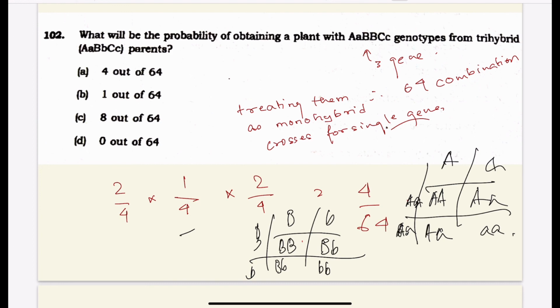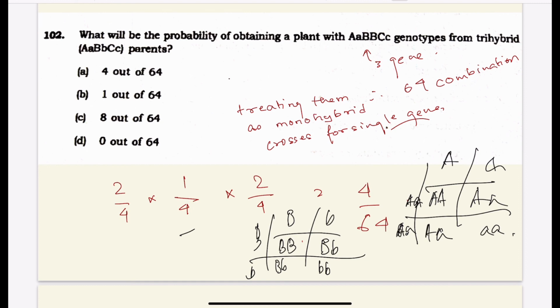Next is capital B, we want, but the parent has capital B, small b, capital B, small b. Again we will get 2 homozygous, capital B's and small b's, and then heterozygous capital B, small b. Since we want capital B homozygous, that will be only 1 out of the 4, right? So in this case we will consider 1 out of 4.